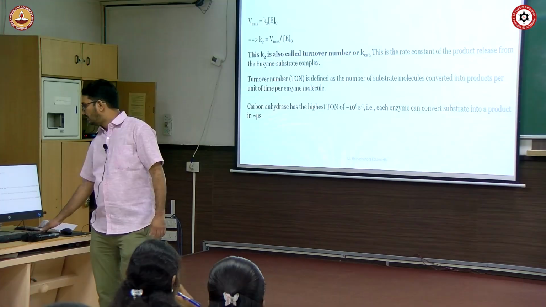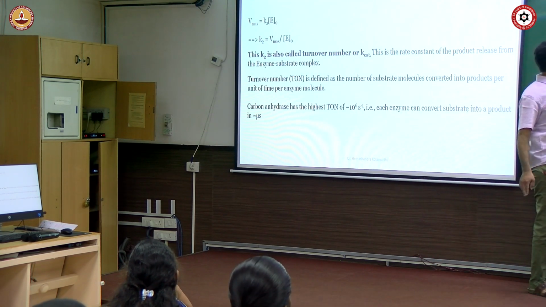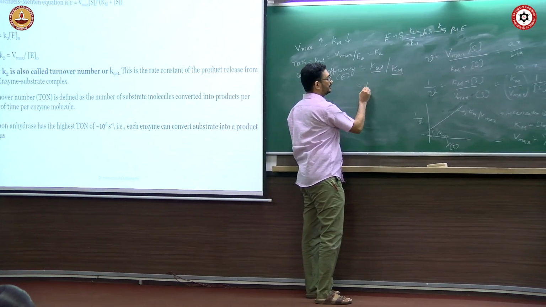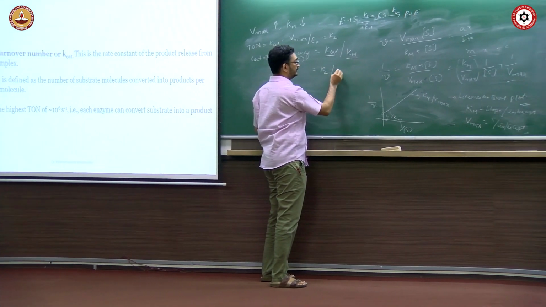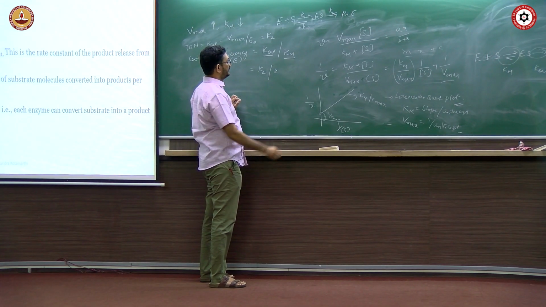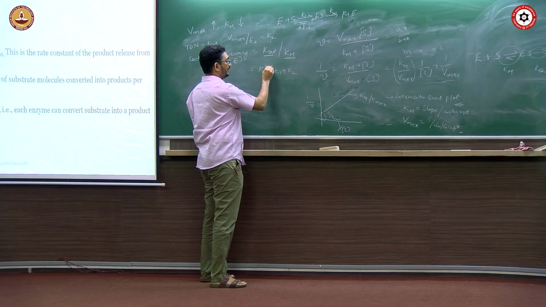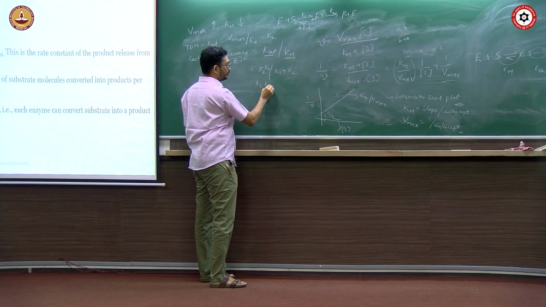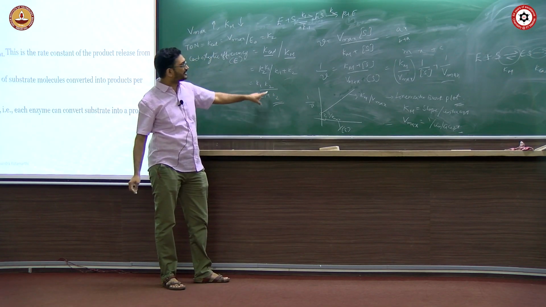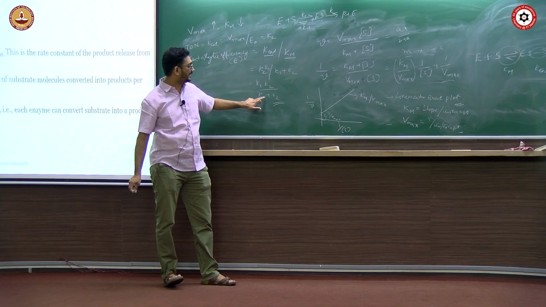So turnover number is K2. What is catalytic efficiency? Kcat by Km, right? Kcat is K2. Km is K minus 1 plus K2 by K1. So catalytic efficiency is K1 K2 by K minus 1 plus K2, right? Now for a large number of reactions, this K minus 1 is actually negligible.